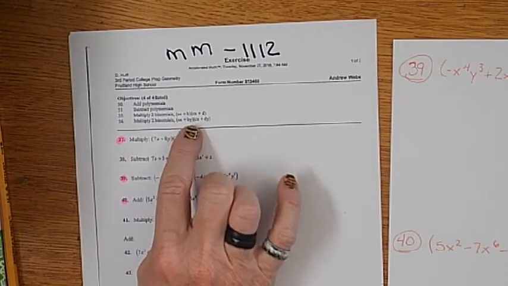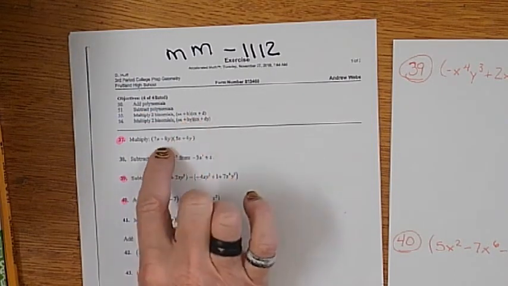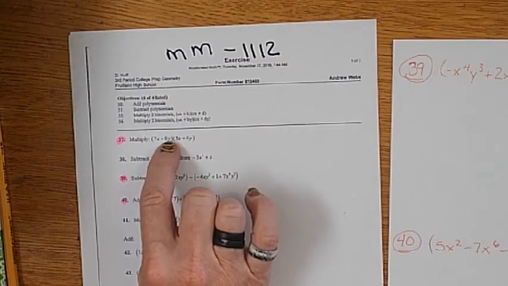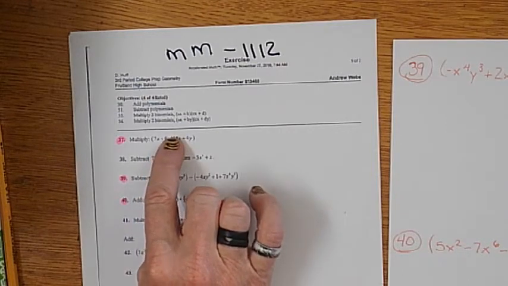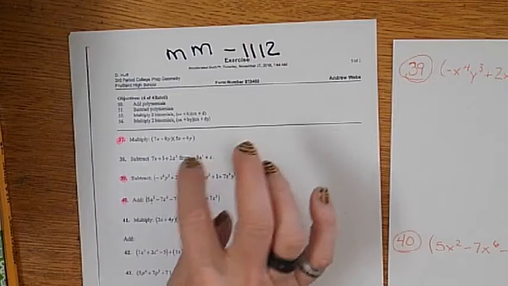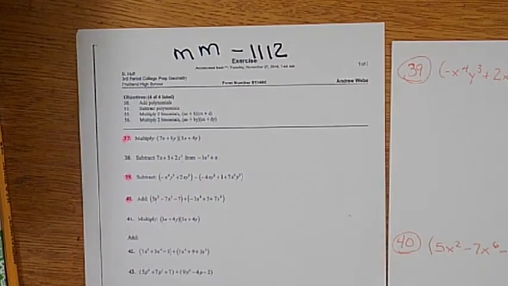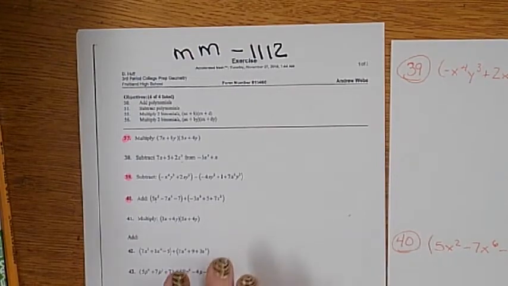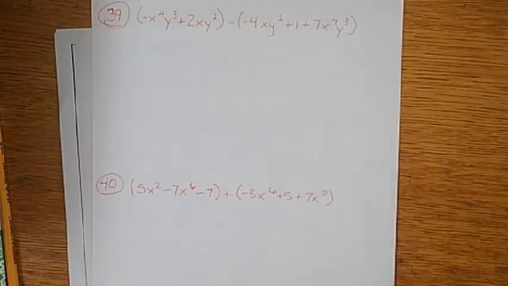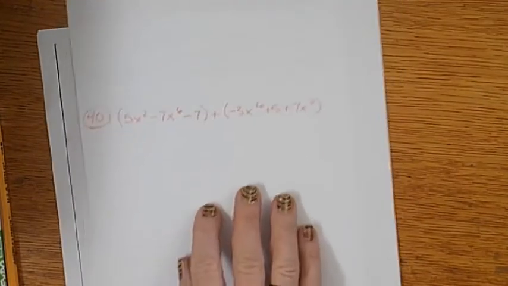And then the other ones are multiplying two binomials. Sometimes you'll have a variable at the end, other times you wouldn't. Okay, so I'm going to do just an example of each one of them for you to refer to if you need help. Okay, so the one that I'm going to do first is problem number 40.